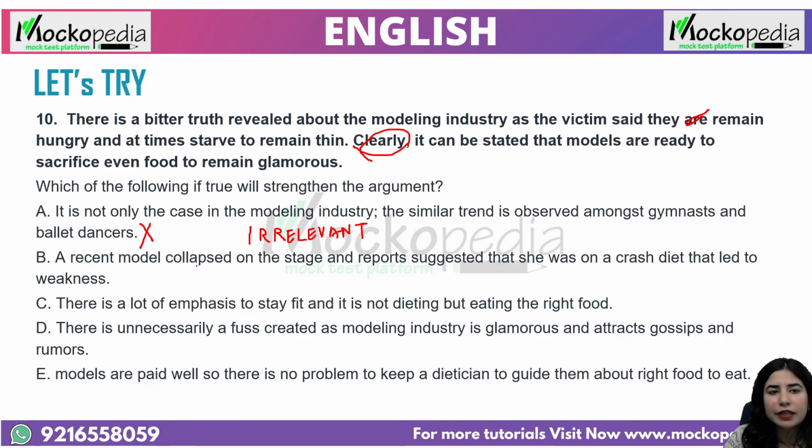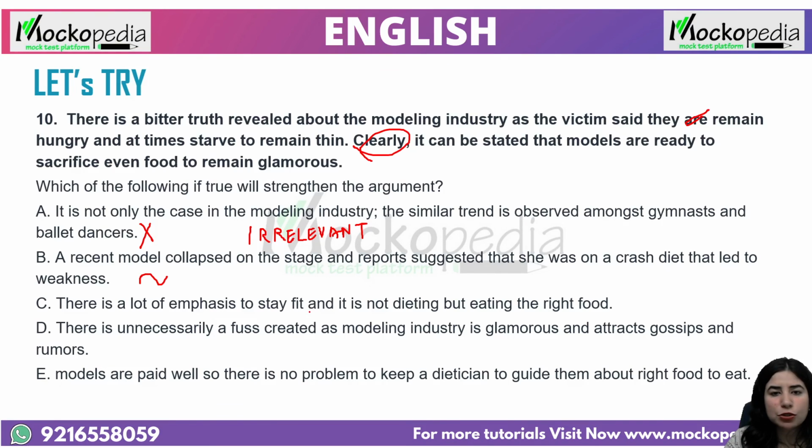Coming to B, a recent model collapsed on the stage and reports suggested that she was on a crash diet that led to weakness. So you're giving an example where the similar cause created the effect, right? So this can work as the right answer. Like I said, never take a final call till you explore all the answer choices. So let's explore the other three.